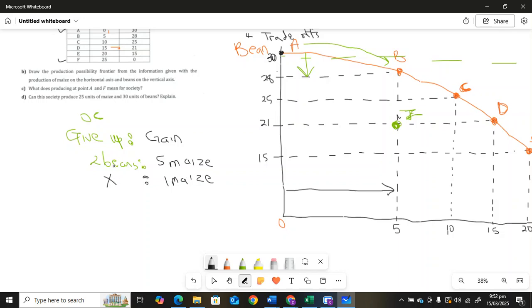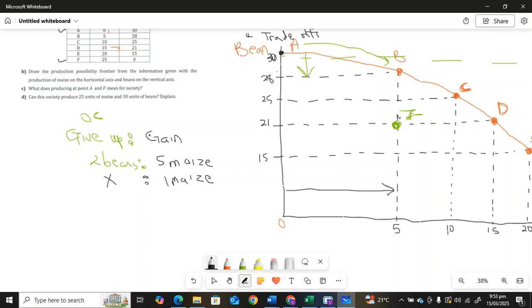Here, this one, the 2 beans for 5 maize, that's the overall opportunity cost. It's the opportunity cost of producing maize. When you're looking at the opportunity cost, focus on what you are producing. So in this case here, focus on what you are gaining. So we're gaining maize, and then what we're giving up is beans. So the overall opportunity cost for the maize is, I mean, 2 beans. To get 5 maize, you have to give up 2 beans, which is your opportunity cost.